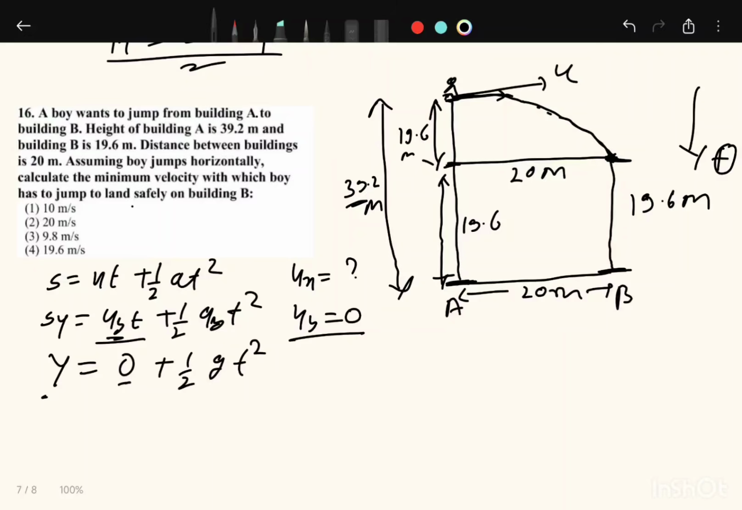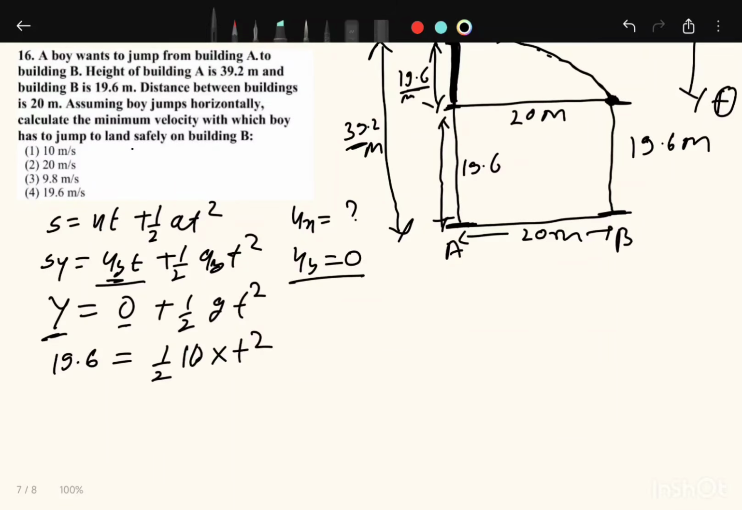So y will be what? 39.2 or 19.6? It will be 19.6 only. Why? Because when the boy reaches here, the vertical displacement is only this much, not the total 39.2. Okay. So we'll use 19.6 only, equal to 1 by 2, the g value we will use how much? 10, and t square.